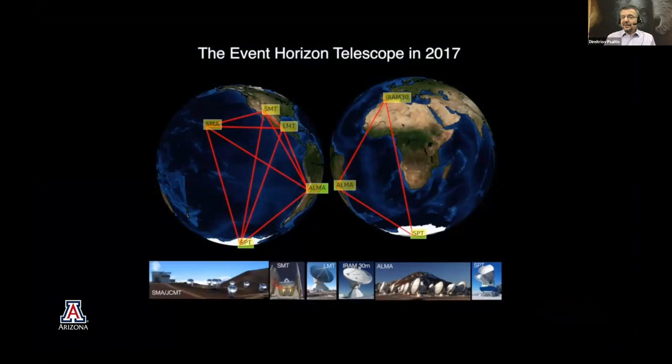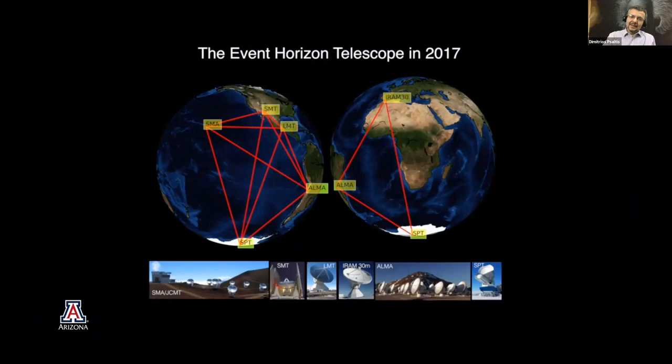Later on in 2018, we added more telescopes in France, in the French Alps, and in Greenland. But you see how we place telescopes in just the right places, such that we span the entire diameter of the Earth, which was the size that we wanted to achieve in order to take a picture of something as small as a black hole.